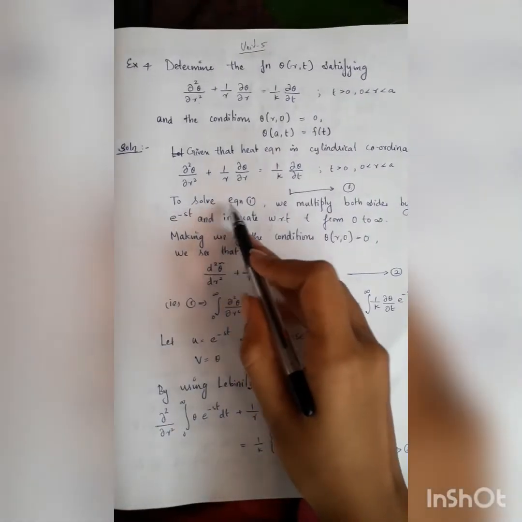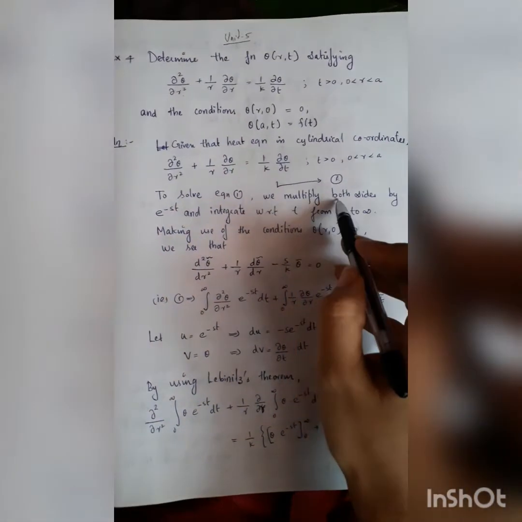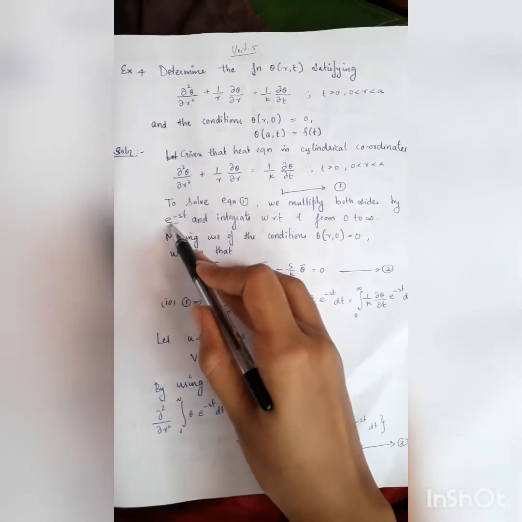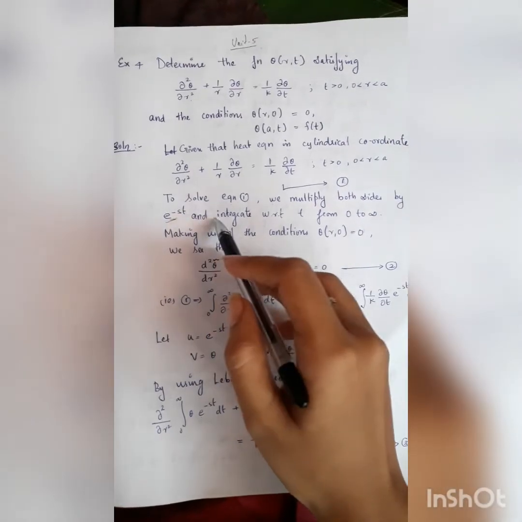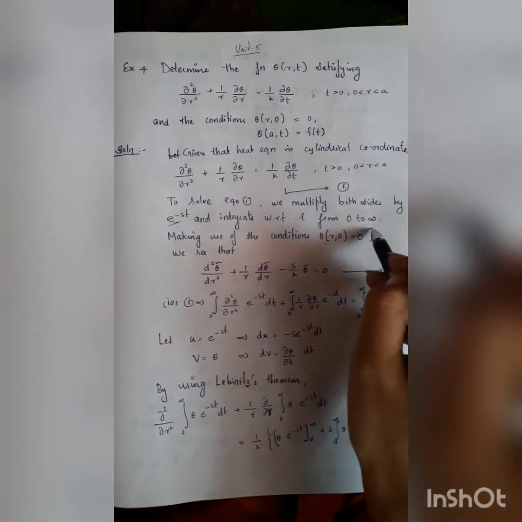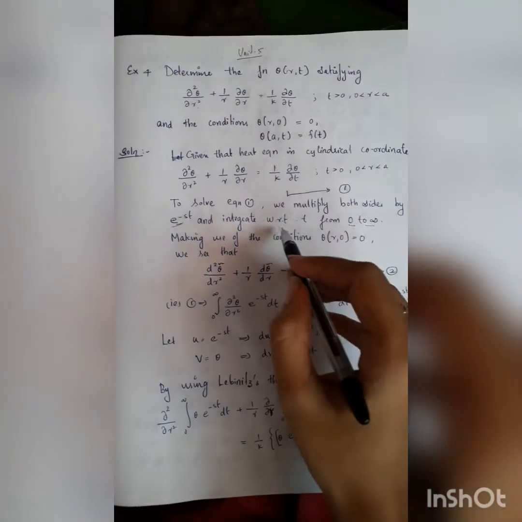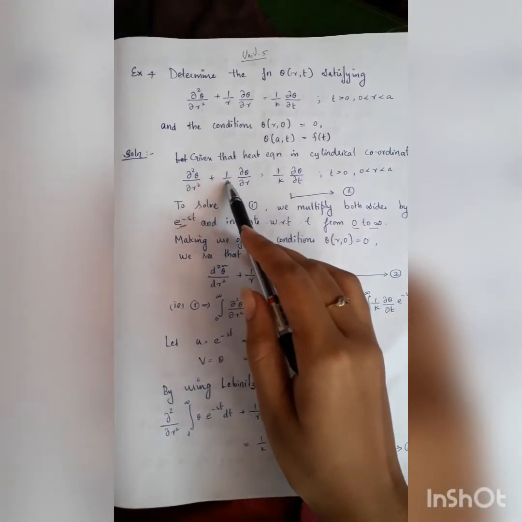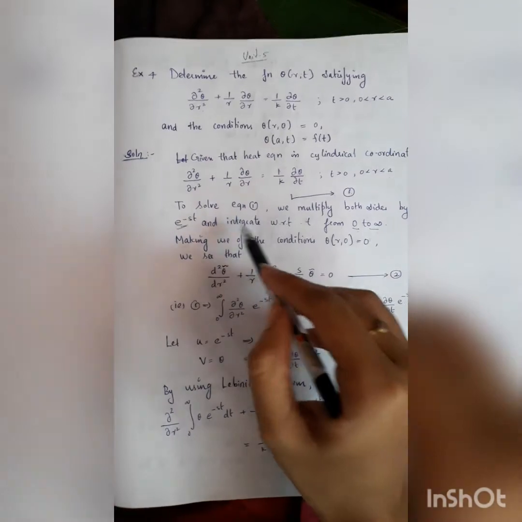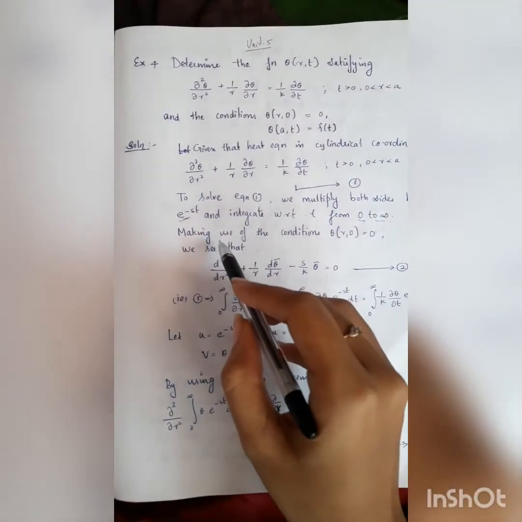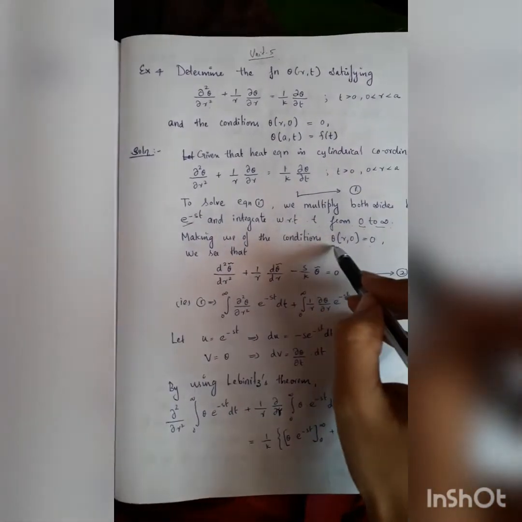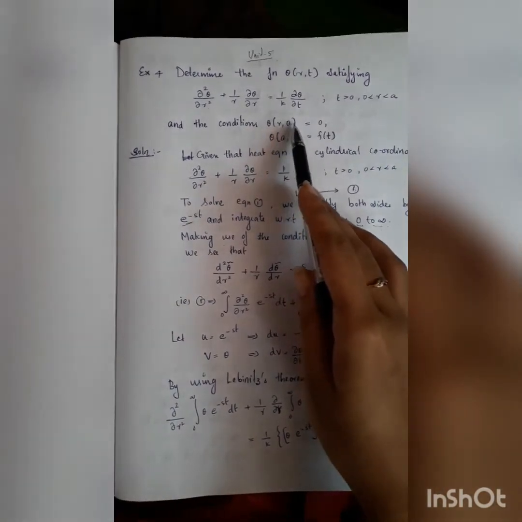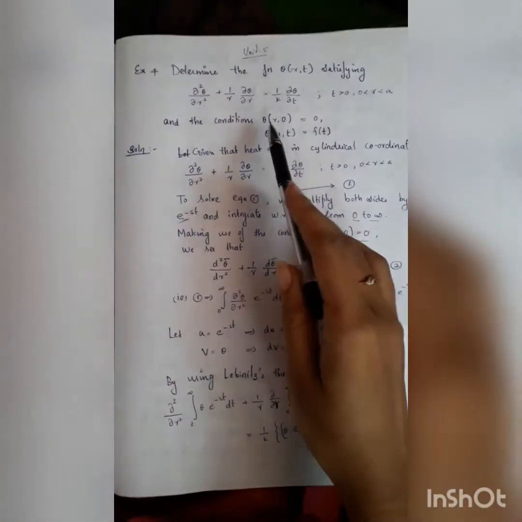Then in order to solve this equation 1, we multiply both sides by e power minus st, and then integrate with respect to t from 0 to infinity. Then making use of the condition theta of r comma 0 equal to 0. That is, we have already been given the condition theta of r comma 0 equal to 0 and theta of a comma t equal to f of t.